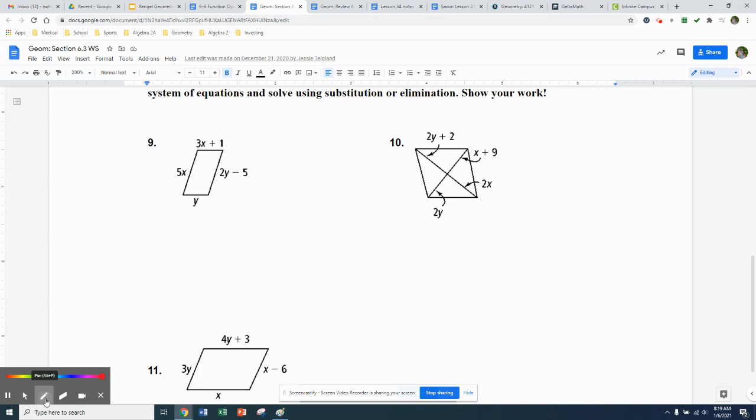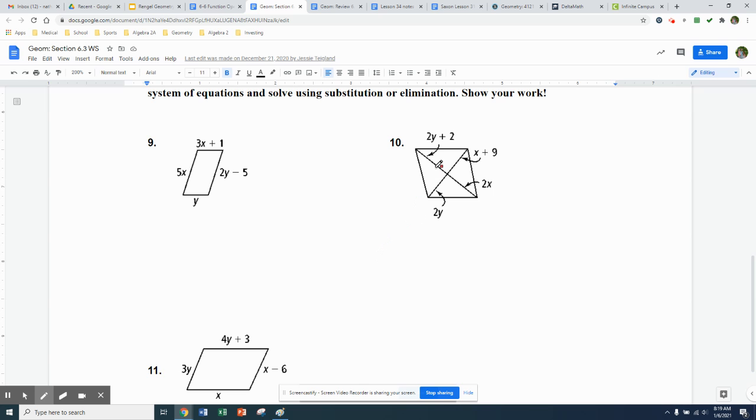Just reviewing how to use either substitution or elimination. I'm going to use substitution. We'll be able to solve all of our systems in geometry using substitution, so we'll keep that consistent.